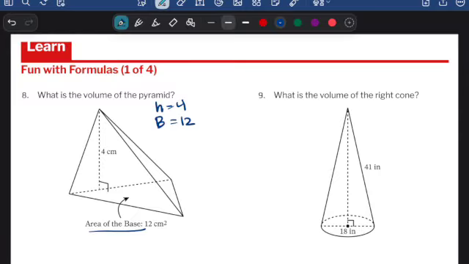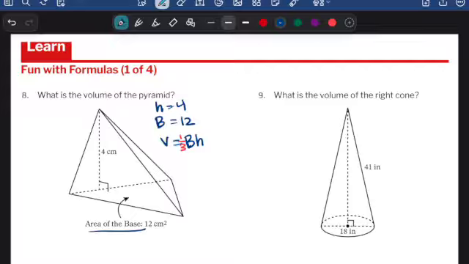So what formula can we use that uses capital B and H? Well, that's just our original volume formula. Volume equals capital B times H, the area of the base times the height. But it's a pyramid. So how do we change our formula to represent a pyramid? Well, don't forget to add multiplying by 1/3. Now we have our correct formula.